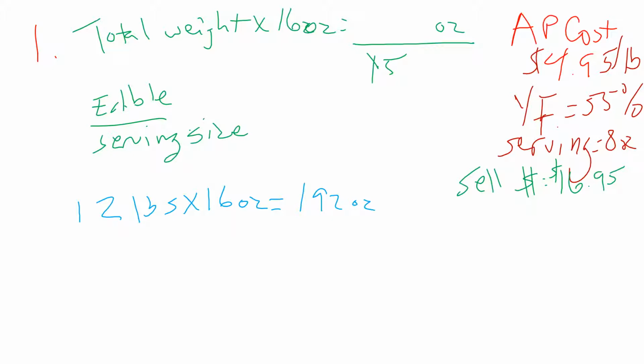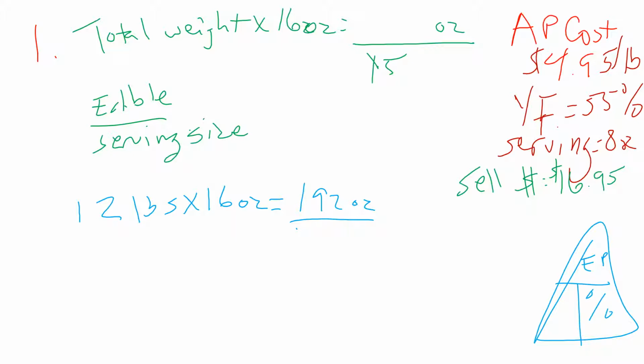192 ounces. That's how many ounces that 12-pound brisket represents. Do I get to serve all 192 ounces? No. So I have to apply the yield factor. If you don't remember how to apply the yield factor, we've got our triangle. We have our edible portion, that's our part, our percent, and our as purchased is our whole. Okay?